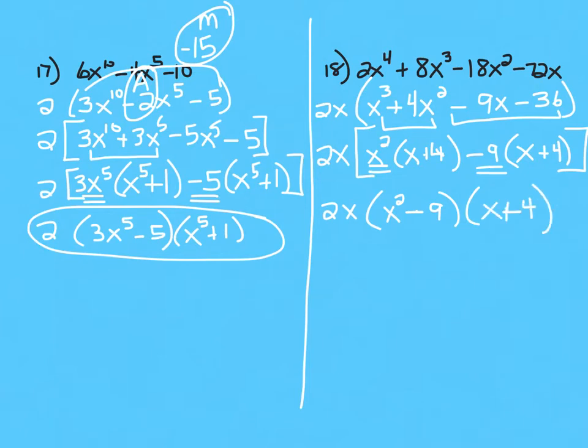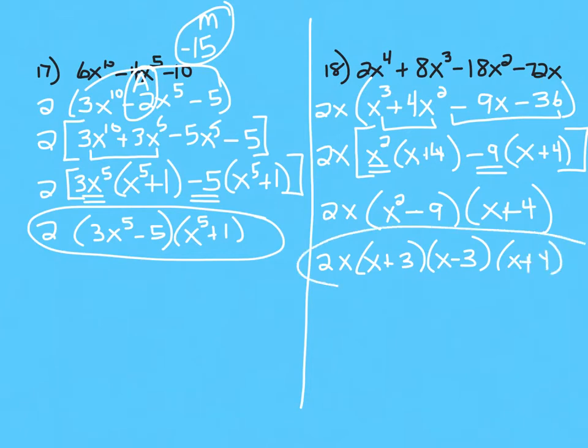Okay, now, if you notice, we have a difference, and both of these are perfect squares. We should always be looking for this. Like if you look back at number 17, we have a difference, but we didn't have perfect squares, so we couldn't factor further. But here, this is difference of squares. So x squared minus 9 would factor to x plus 3 and x minus 3. Then you could bring your 2x down, and you can bring down the x plus 4. And at this point, nothing factors further, so this would be our final answer.